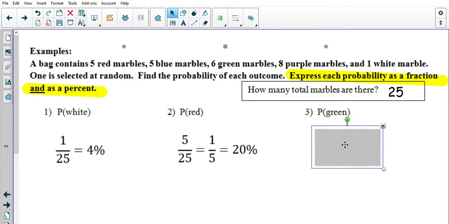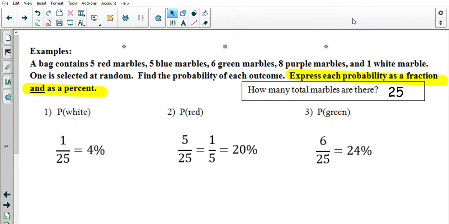Number 3, what's the probability of selecting a green marble? Well, in our directions, we see that we have 6 green marbles. So we're going to write 6 over 25, multiply top and bottom by 4 to get 24%. Remember, you can take 6 divided by 25, which is 0.24. That is 24%.